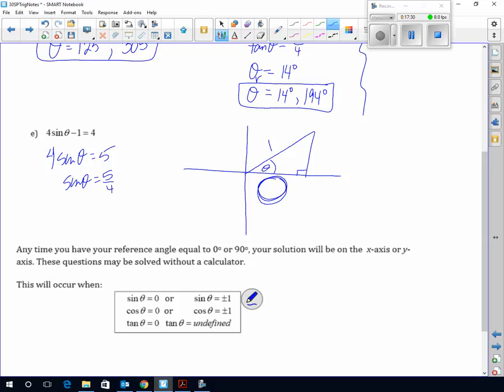So sine theta has to be less than 1. And it could be less than or equal to 1, because you could have sine theta equal to 1. Where is sine theta equal to 1? On the unit circle. Where is sine theta equal to 1? 90 degrees. The y value is 1. That's why I have an equal sign. Same with cosine. It has to be less than or equal to 1.